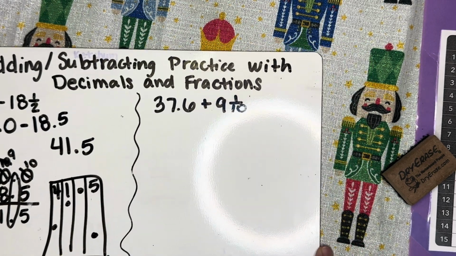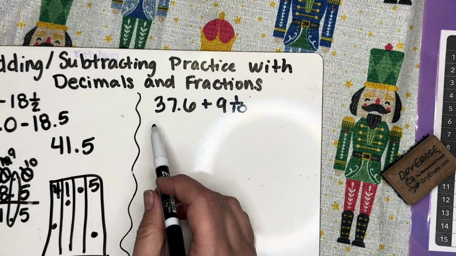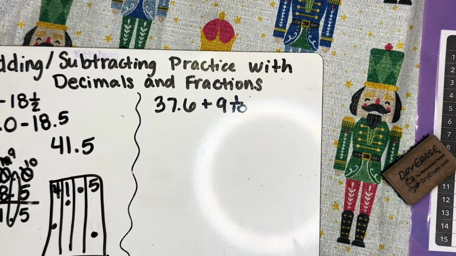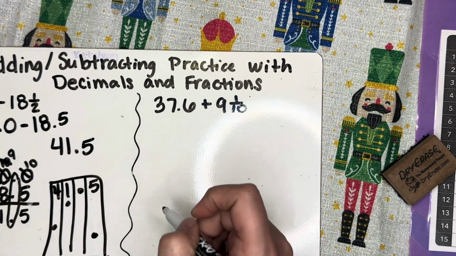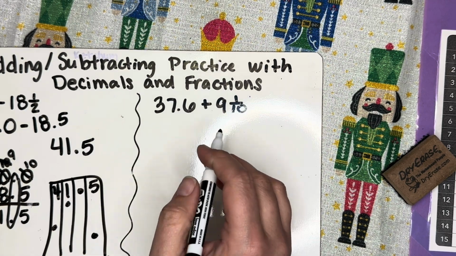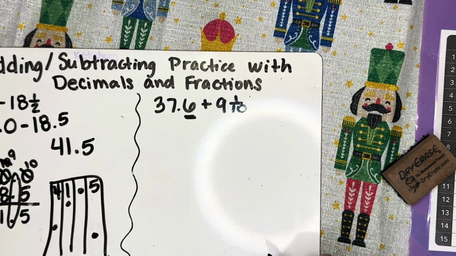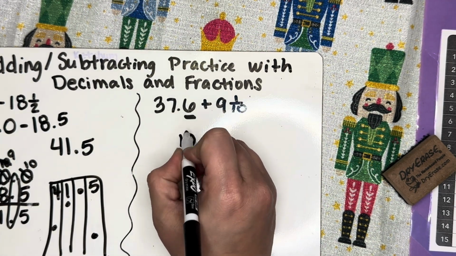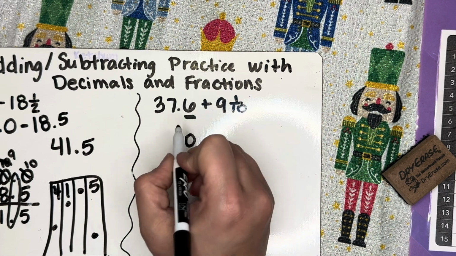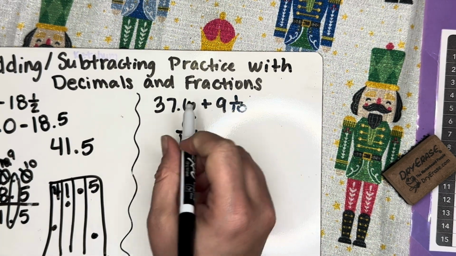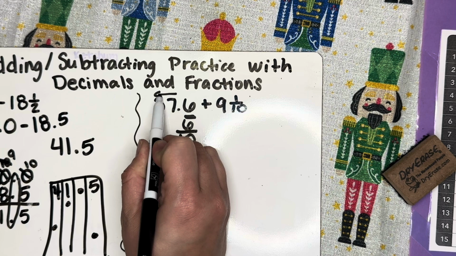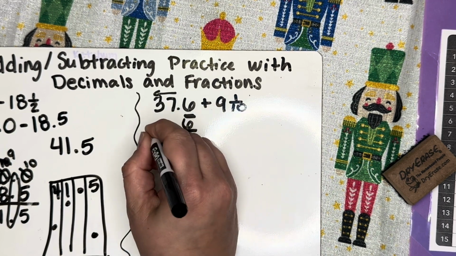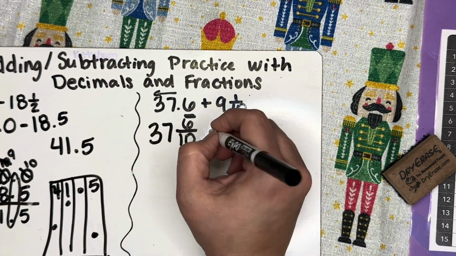Okay, let's do the last one. I want my answer in fraction form. So that means I need to turn this decimal amount to a fraction. Remember, when we go from decimal to fraction, I'm going to underline my last digit. The place value of that last digit is my denominator. Everything behind the decimal point is my numerator. Everything in front of the decimal point becomes my whole number in my mixed number.